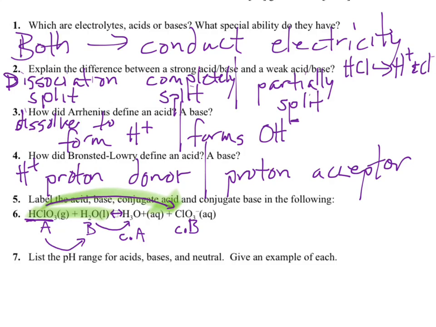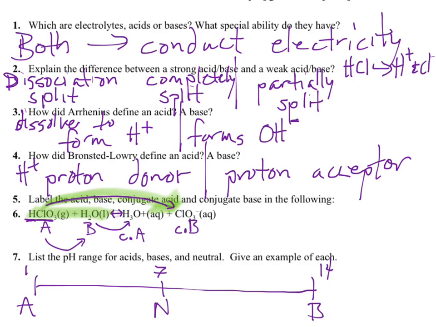Alright, so last but not least, question 7 says list the pH range for acids, bases, and neutrals. Give an example of each. Remember that if you look at the pH scale and set it up so it goes from 1 to 14, 7 is in the middle, and 7 is neutral. The way I remember it is it increases from 1 to 14, just like how in the alphabet you go from A to B. In other words, A is 1, or acids have a pH below 7, and then bases are at the top, with the 14, they have a pH of above 7.